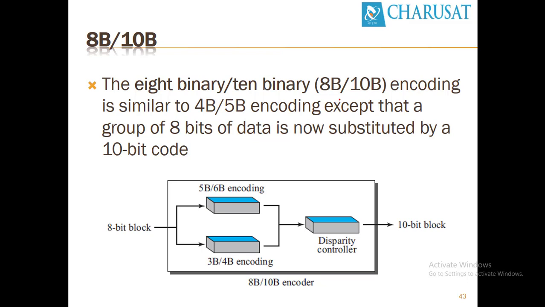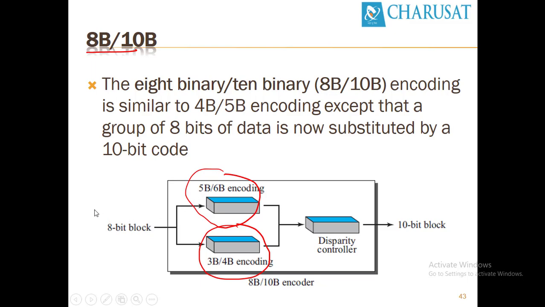Another method is the 8B10B method, and this shows the implementation of the 8B10B method. How can we do it? Instead of converting 8 bits into 10 bits directly, we may use a combination of any encoding methods. In this case, the examples are given.